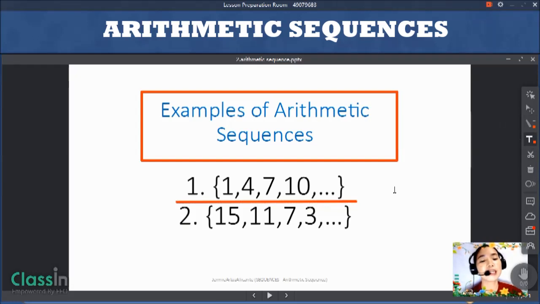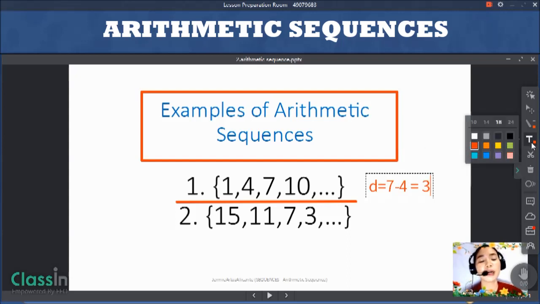Let's have the first one. If a sequence has terms which are increasing in value, we can say that the common difference is a positive number. So how do we get the common difference? We just have to subtract a term minus its previous term, or subtract any two consecutive terms. For example, let's have the consecutive terms 4 and 7. You subtract 7 minus its previous term, which is 4. So 7 minus 4 will give you 3. That will be the value of our common difference.